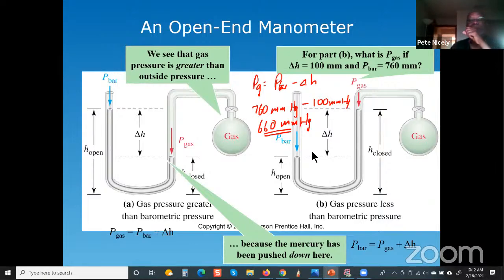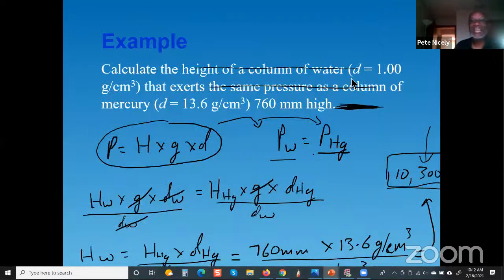Okay, so continuing. Now this example here shows you what I was talking about. It's an example that shows you why mercury is the liquid of choice for the instruments that we talked about, the manometer and the barometer.